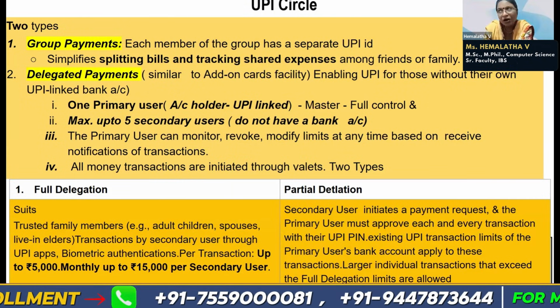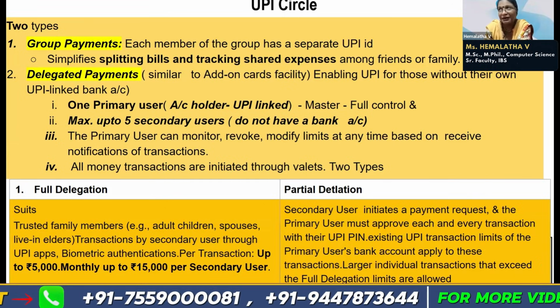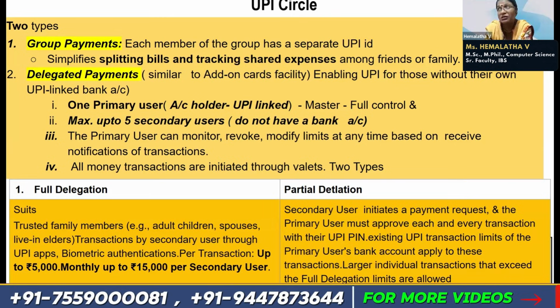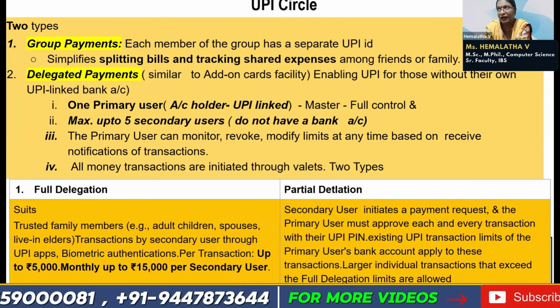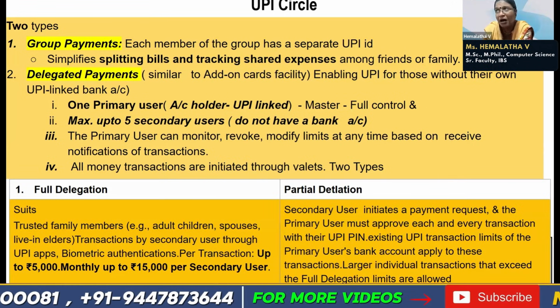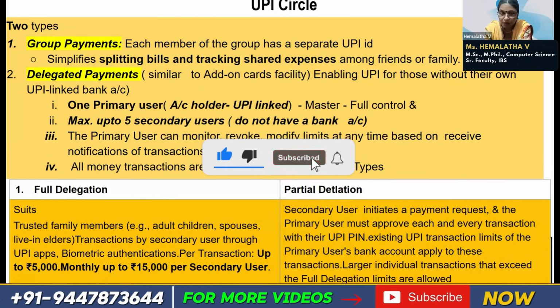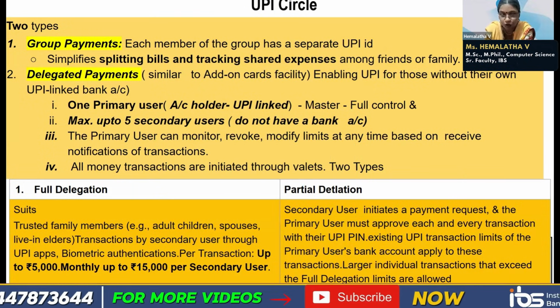Here all the transactions happen through wallets, but whatever discrepancies happen, the whole responsibility is on the master holder, the head of the family, or whoever has the account and is putting that money in the other wallets. He is the primary user, and the responsibility is with the primary user.